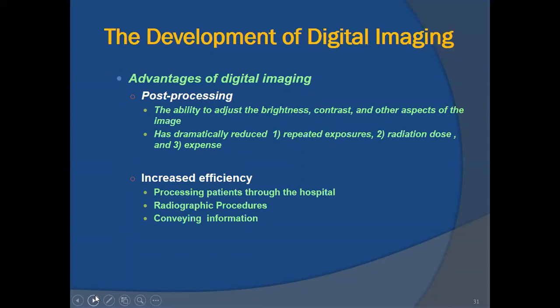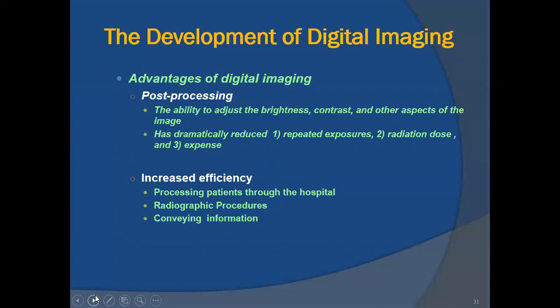We can adjust the brightness, which is how light or how dark they are. We can adjust the scale of contrast so that we can see many shades of gray in their long scale, or fewer shades of gray, which is short scale. So we have the ability to change the image from its original appearance.